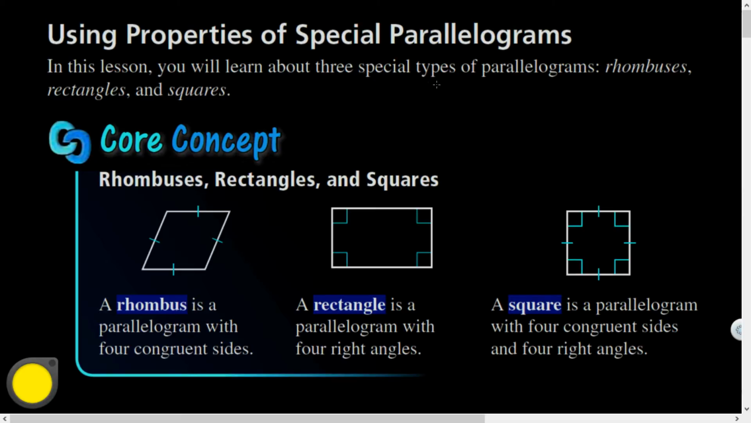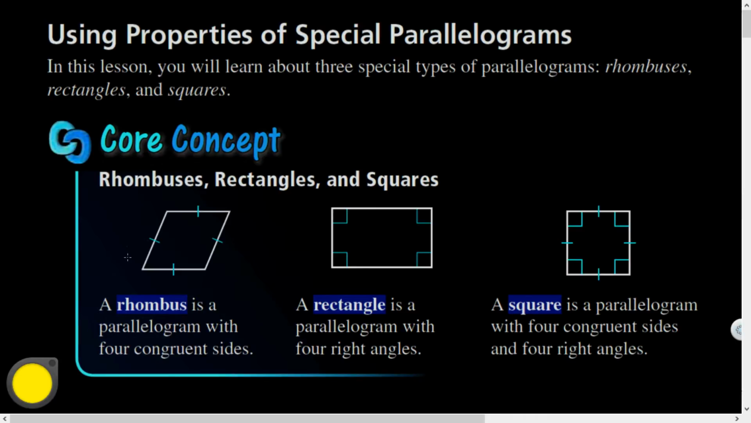It says in this lesson you'll learn about 3 special types of parallelograms. That means all of these are parallelograms? Yeah, that is what that seems to suggest, and they are, in fact, all parallelograms. That means all of the properties of parallelogramness apply to these 3 shapes, these 4-sided figures that are subsets of parallelograms. All of those properties apply, but these also have special circumstances for them.